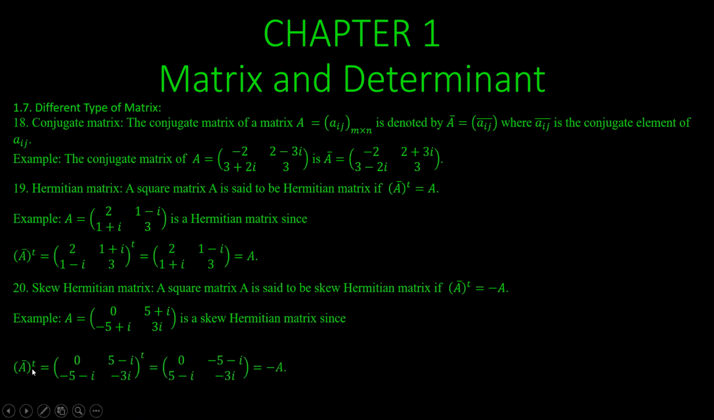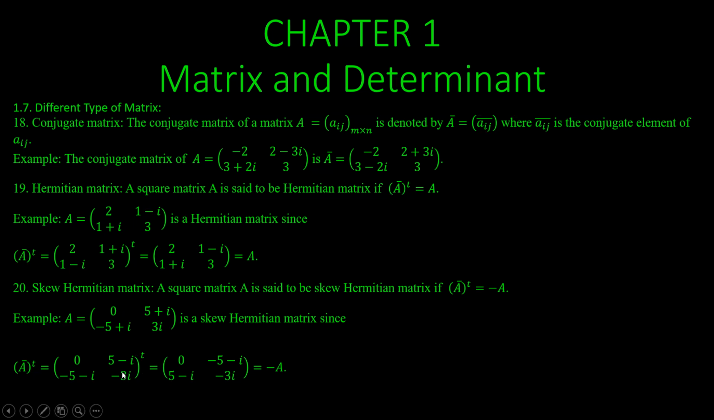First of all, we take the conjugate matrix. For the conjugate matrix, we have to change the complex entries here. That means we have to write down the conjugate complex of the given complex entries. Here the complex entry is 5 plus i, so the conjugate of it will be 5 minus i. Similarly, the conjugate complex of minus 5 plus i will be minus 5 minus i. And the other entries will remain the same.